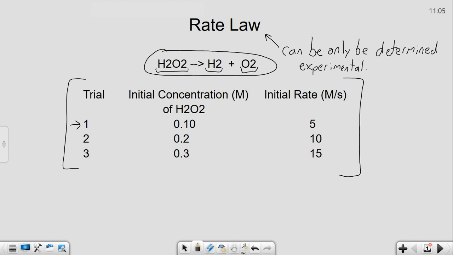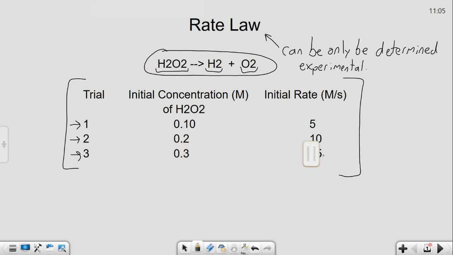There we go, that's a little quieter. So cool, 5 moles per liter per second. And we do it again, trial number 2, but we change the concentration. We start at 0.2 molar. And that changes our rate. Now we measure the rate again, and this time the rate's at 10 molarity per second, 10 moles per liter per second. We do trial 3, we crank it up to 0.3 molar, and we're up to 15.